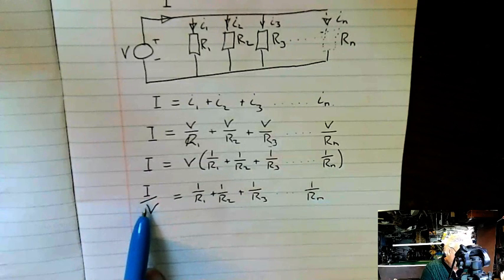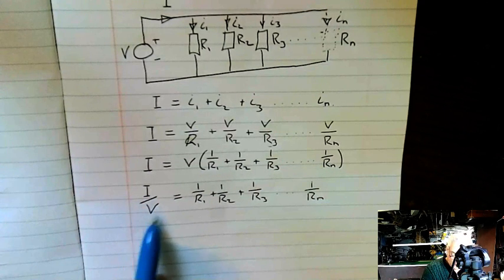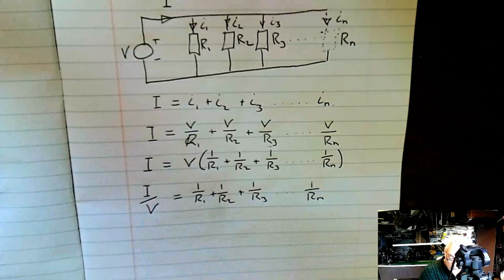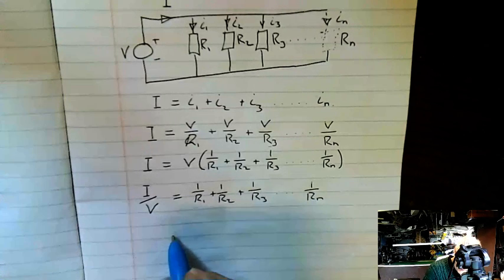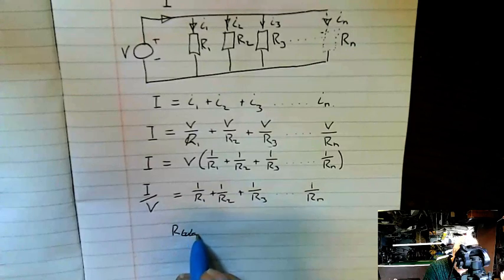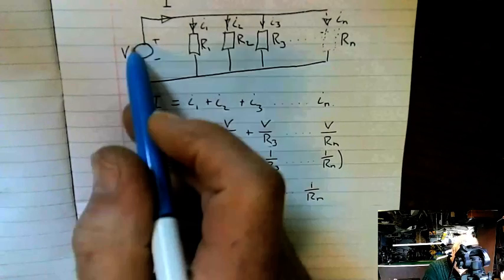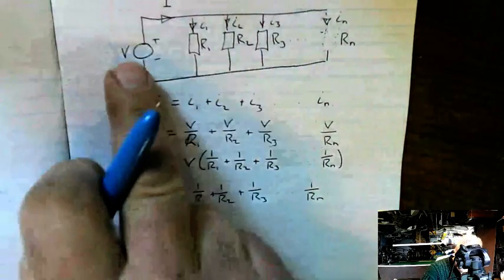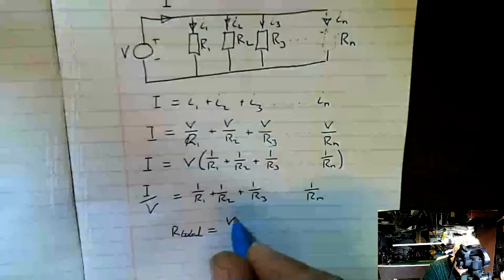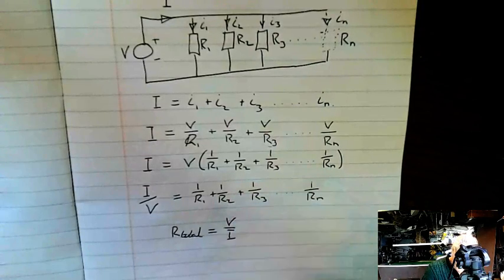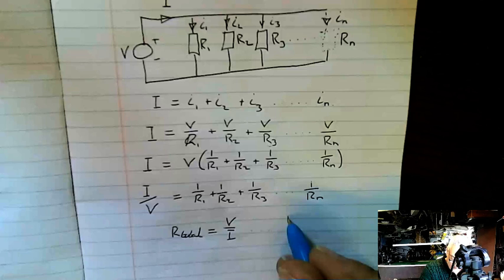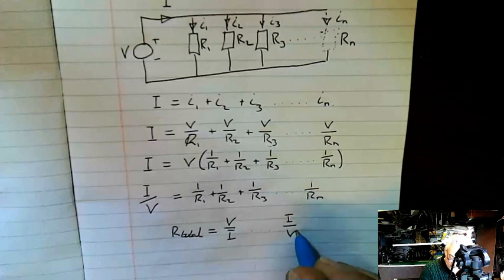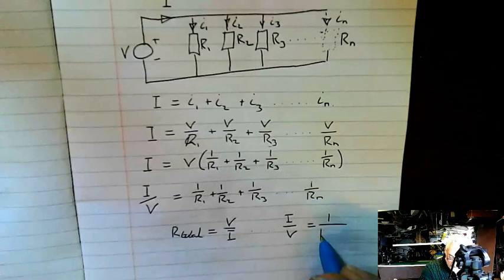But I upon V isn't anything very useful, because I upon V is not the resistance, it's the admittance. So we know for a fact that R total, the total resistance, must be equal to V divided by I. In other words, the combined resistance of all these up here must simply be V divided by I. So R total equals V upon I. So if I shift that about, what I end up with is I upon V is actually equal to 1 upon R total.